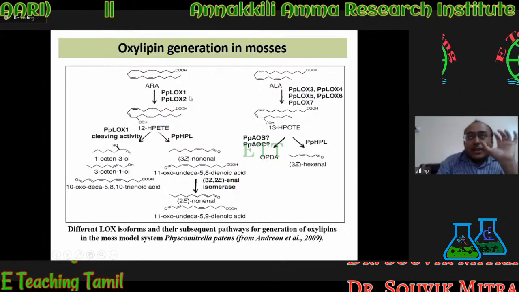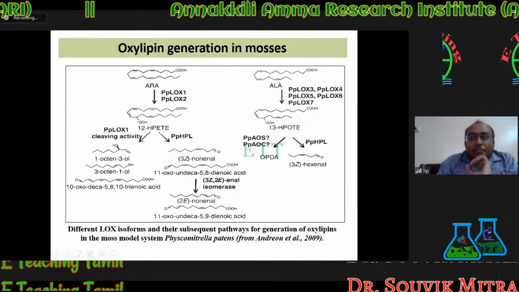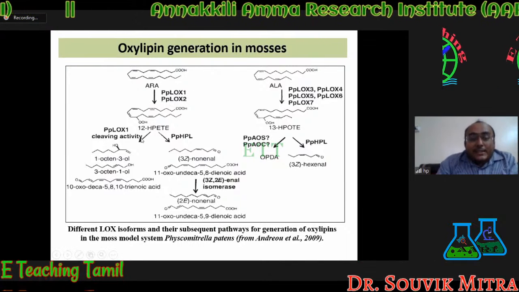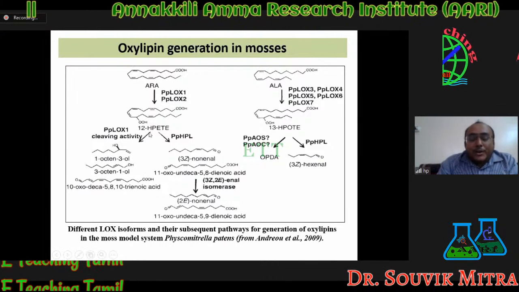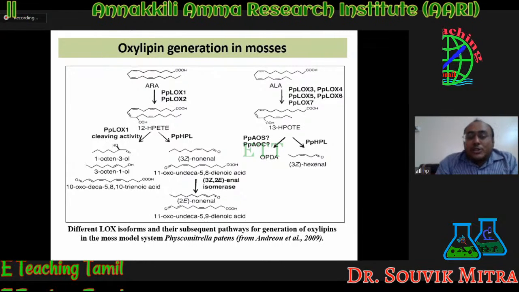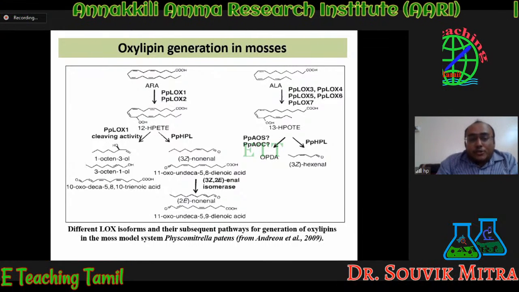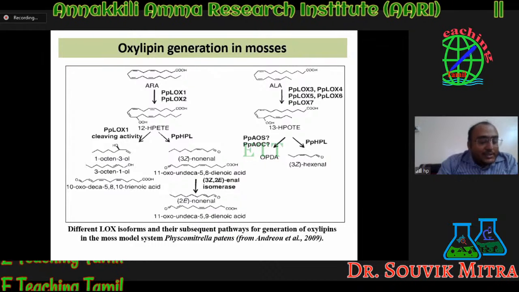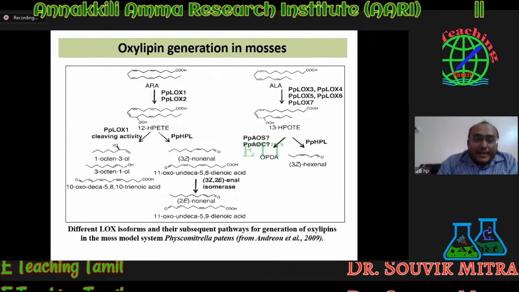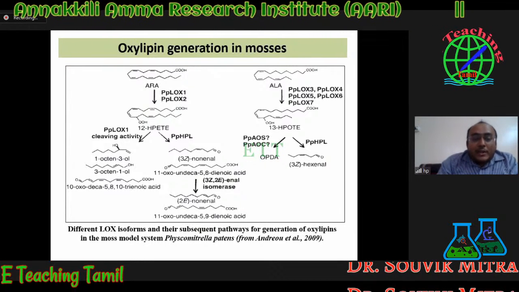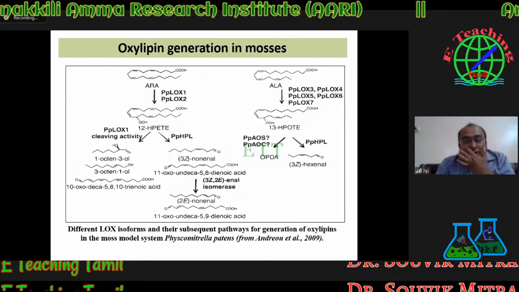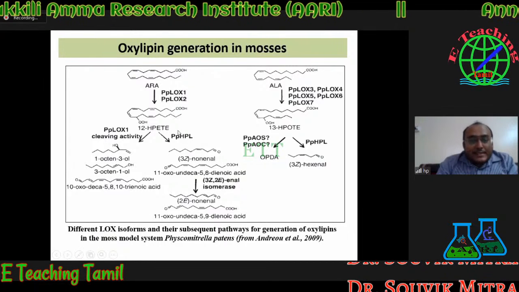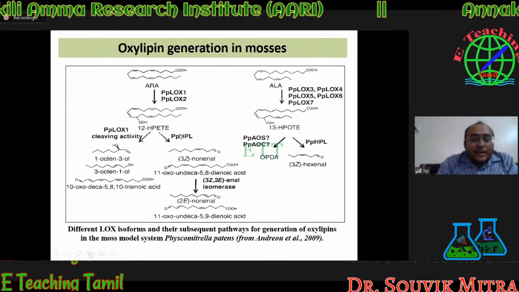In mosses, apart from 9 and 13 lipoxygenase, there is 12 lipoxygenase. 12-lipoxygenase will hydroperoxygenate the 12th position of the fatty acid. On this 12-hydroperoxygenated fatty acid, hydroperoxide lyase will now work. This HPL enzyme will work.